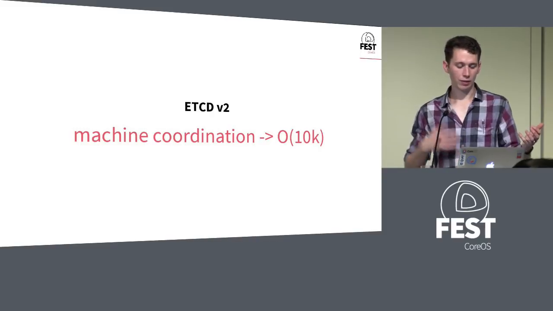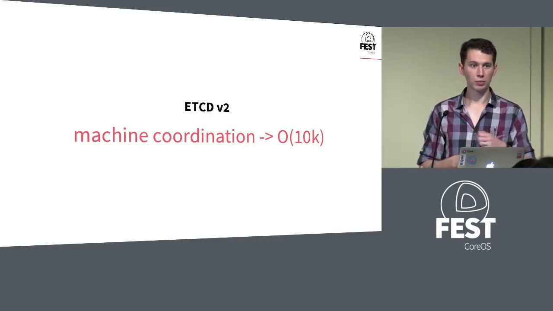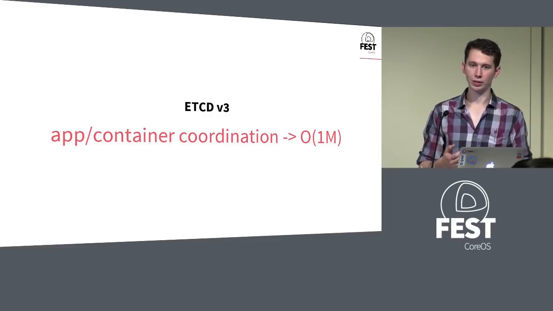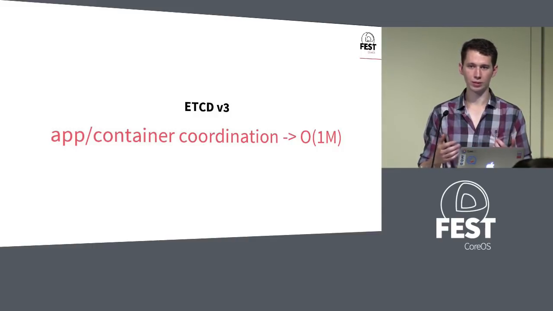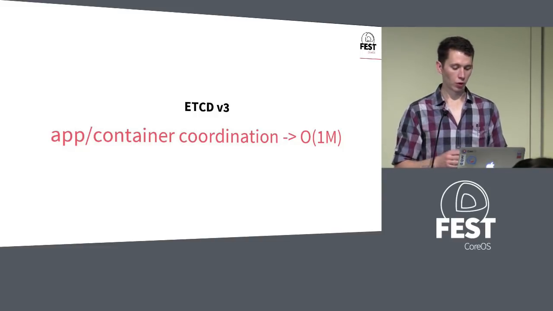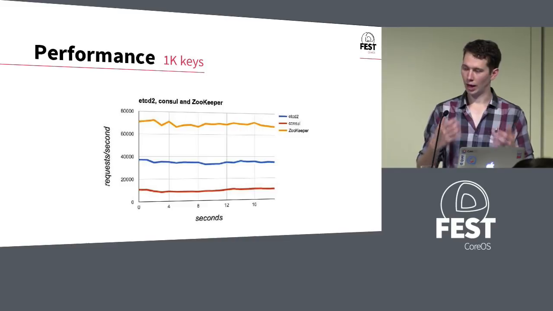So comparing etcd v2 and v3, etcd v2 was originally designed for coordination across machines, where you have an order of, say, 10,000 machines that need to be coordinated. So on the order of tens of thousands of keys. etcd v3 is designed for applications in containers to coordinate. So we have on the order of millions of these things that are coordinating with millions of keys. So let's go ahead and look through some comparisons of actual metrics here.